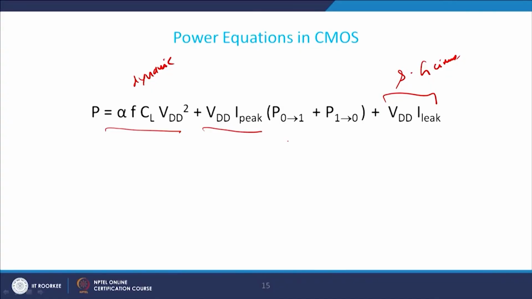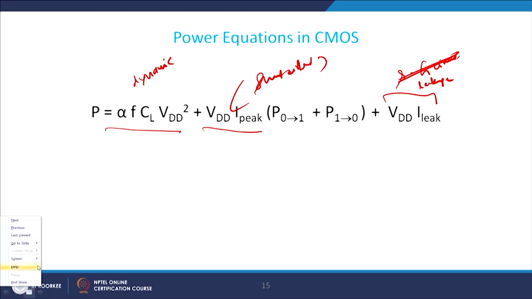Next we get the power equation. The power equation, as I discussed with you, C L f times VDD square is your dynamic power dissipation. We have VDD times I SC, so this is your short circuit power dissipation, and this is basically your power dissipation by virtue of leakage. So, I have a leakage available with me.